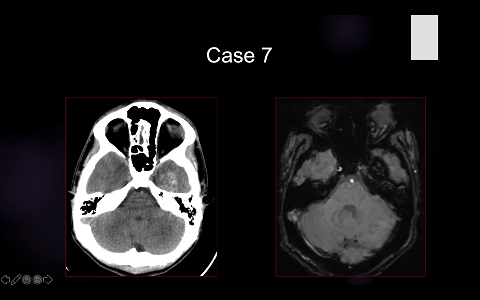Okay, in this case we can clearly see that there is a relatively hyperdense lesion at the left temporal lobe, and in the gradient or SWI weighted images, we can see a significant blooming artifact that indicates it is of hemorrhagic nature. If we see a hemorrhagic lesion without definite surrounding edema, this pattern is usually typical for cavernoma. So this is a case of left temporal lobe cavernoma with the typical CT and MRI features.